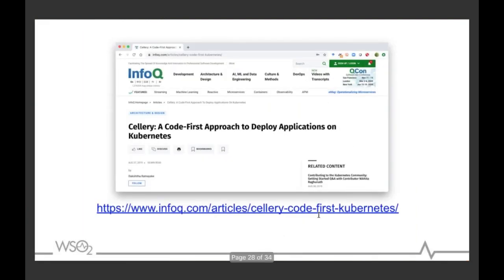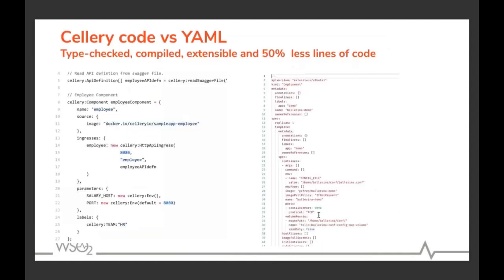But what's really interesting is that when you did that with Cellery, there were half as many lines of code compared to the same YAML to deploy this in Kubernetes. So not only do you get the type checking, the compilation, the extensibility of writing in a language, but you get a much more concise, simpler model. And so that means fewer errors and it's more visible. And of course you get self-documentation because you get those beautiful pictures drawn by us.